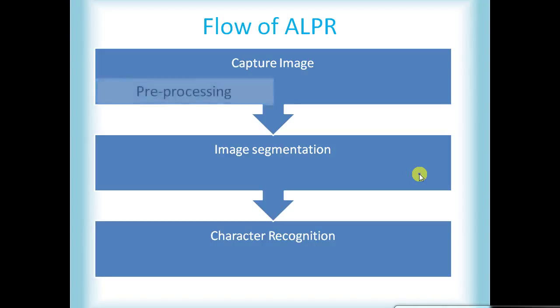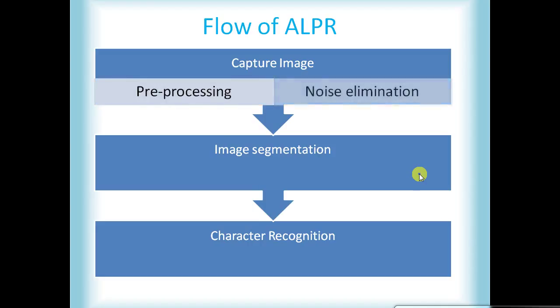The captured image goes through noise elimination and pre-processing. Noise elimination is obviously really important because in the outside environment, noise is a very big problem. So it has to be eliminated. This is part of the pre-processing stage as well. And pre-processing, as we will see, is processing the input image so that the input to the character recognition module is as ideal as possible.